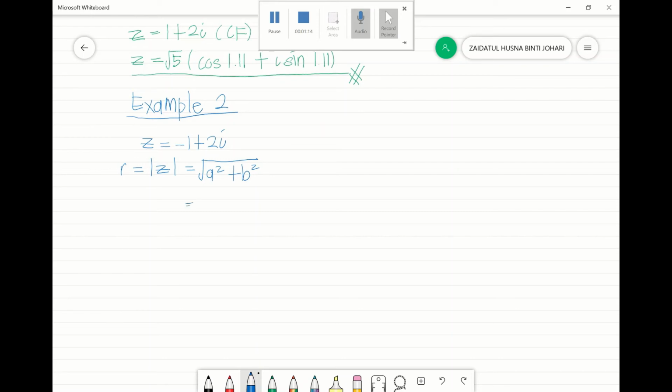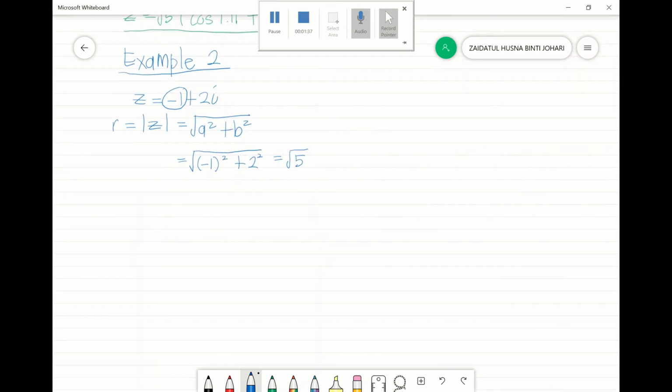Since the value of a is the real part, you just bring down the negative. Make sure you take everything together with the sign. So (-1) squared plus the b value, which is +2 squared. But still, the length would be the same: square root of 5. Then how to find the argument?